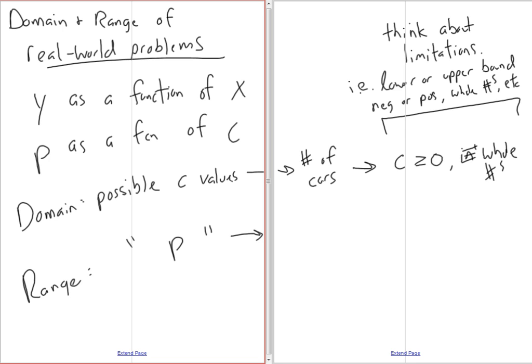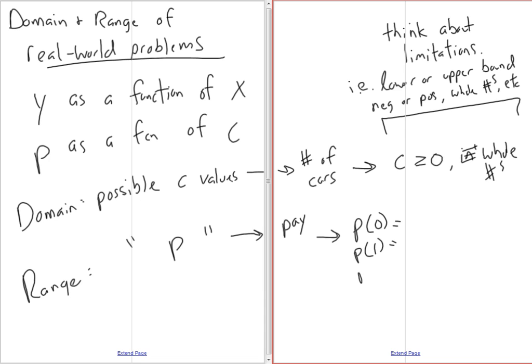So when it comes to the range, that would be possible p-values, that's his pay. One way that you could think about the range of p-values is to throw in some of these values, perhaps starting with the lower bound. What pay values would you get? If he sold 0 cars, 1 car, 2 cars, 3 cars, you might say the pay could be all reals. Well, not really, because if the domain is limited to c greater than or equal to 0, then if he even sells 0 cars, you're still going to get $500.